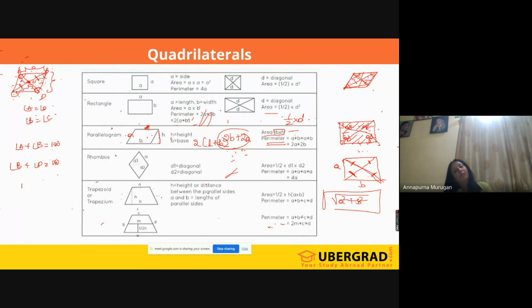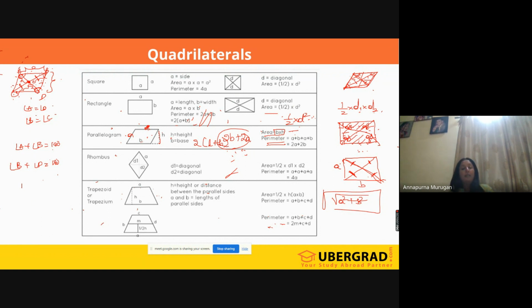Half the time diagonal square. Basically, it is half times d1 into d2, because d1 and d2 are the same. So we can say half the time diagonal square gives us the area here. Getting it? Now, what is a square? A further modification of our rectangle only.